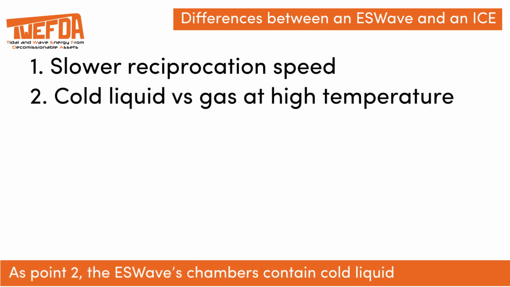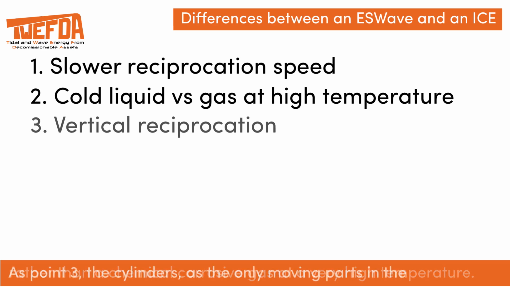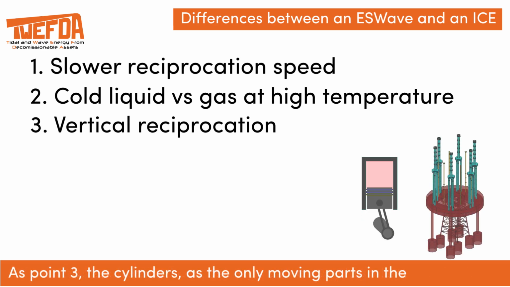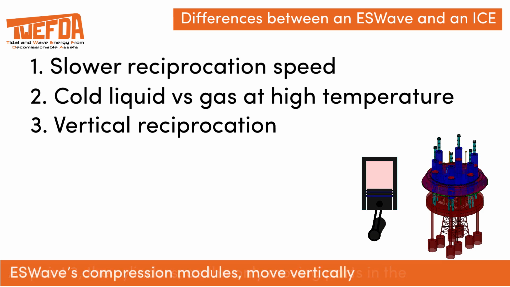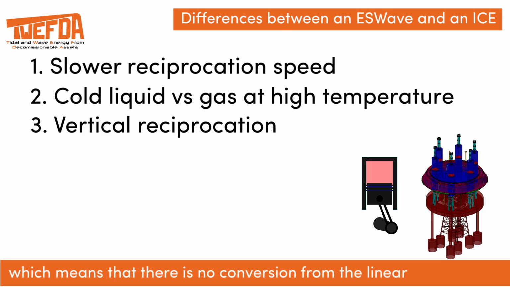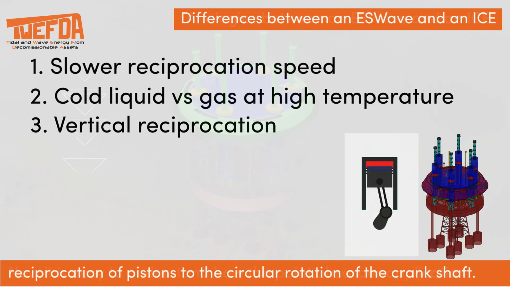As point 2, the ESWave's chambers contain cold liquid rather than a chemical corrosive gas at a very high temperature. As point 3, the cylinders, as the only moving parts in the ESWave's compression modules, move vertically, which means that there is no conversion from the linear reciprocation of pistons to the circular rotation of the crankshaft.